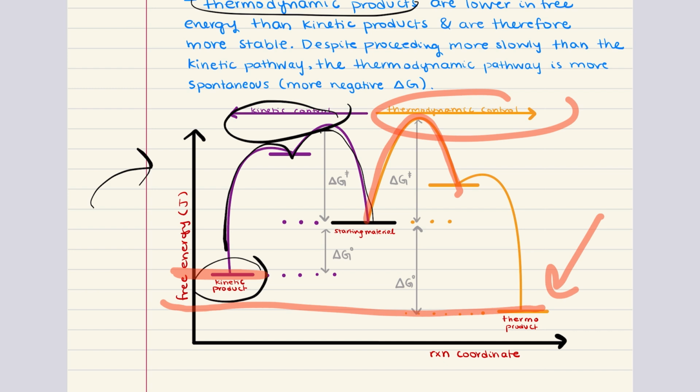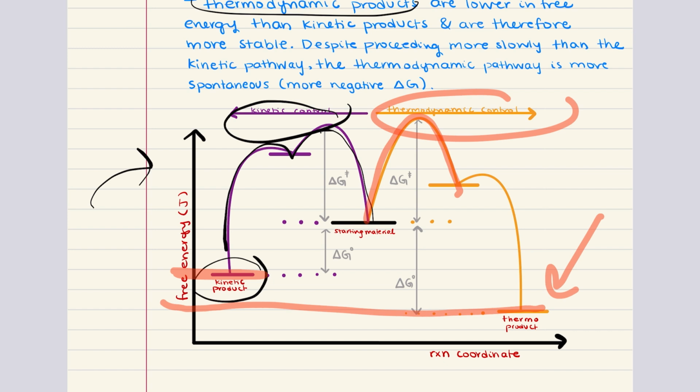Now, in biochemical systems, these principles of kinetic and thermodynamic control are very relevant. Many biochemical reactions are regulated to favor either the kinetic or thermodynamic product based on the organism's needs. So for instance, metabolic reactions often involve ATP. This is a high energy molecule. The breakdown of ATP is a thermodynamically favorable process, but it's controlled kinetically by enzymes in the body to ensure that it only happens when it's needed.